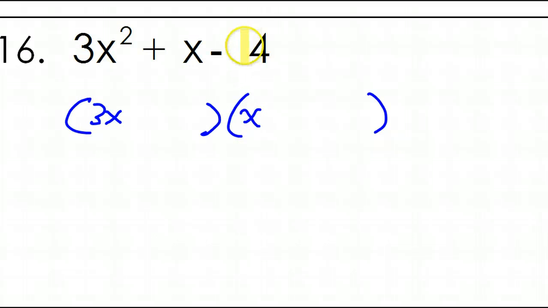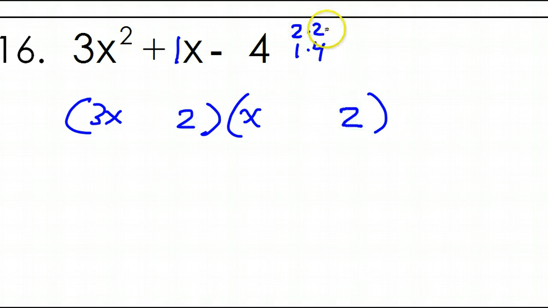Okay, next we look at the last term. Don't worry about the sign yet, just look at the 4. 4 has two possibilities. It's either going to be 2 times 2, or it's going to be 1 times 4. Okay, so here's where we do a little bit of trial and error. We can't just immediately look for the middle and go, oh, which one of these can add up to 1? That doesn't work when you have a number in front, guys. That's the problem. So let's just do a little bit of guess and check right now. It's not that bad. So let's start with 2 times 2.